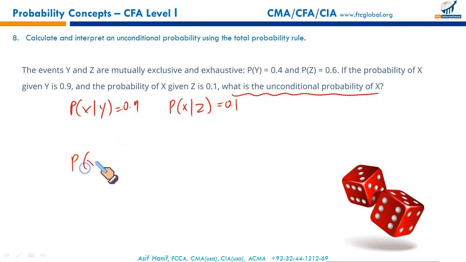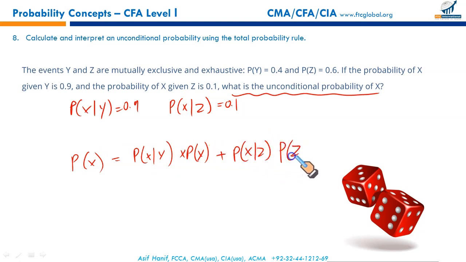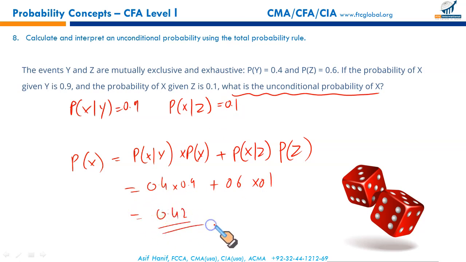Unconditional probability of X. We just discussed this a little while ago. Probability of X is equal to probability of X given Y multiplied by probability of Y, plus probability of X given Z multiplied by probability of Z. Plug in the numbers and you should get your result. We have 0.4 times 0.9 plus 0.6 multiplied by 0.1. Their simplification will give you 0.42. This is the unconditional probability of event X occurring.